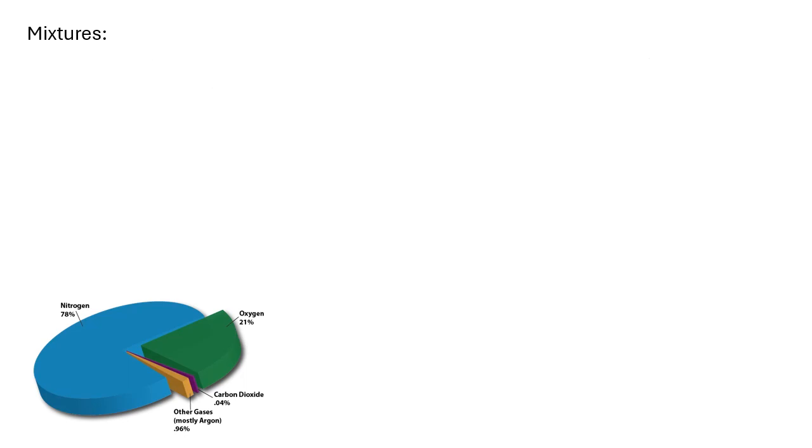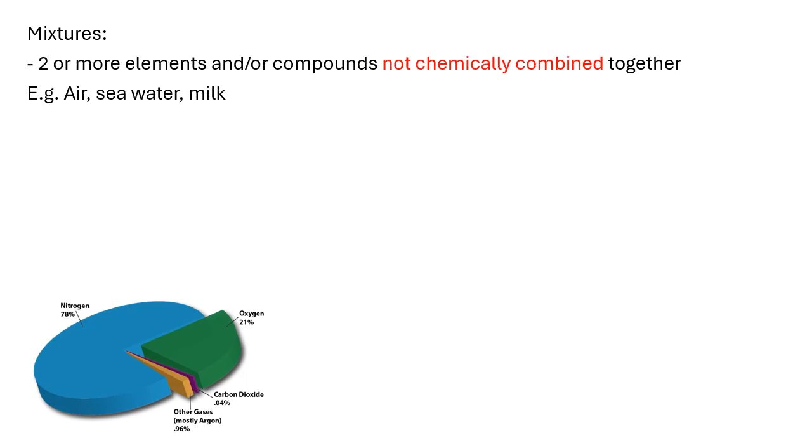So for mixtures, it consists of 2 or more elements or compounds not chemically combined together, like air, seawater, and milk. In the diagram below, you can see the composition of air. Air consists of nitrogen, oxygen, carbon dioxide, and other gases, mostly argon. So these elements of nitrogen and oxygen, or compounds such as carbon dioxide, are not chemically combined together, but they exist together in the air atmosphere.